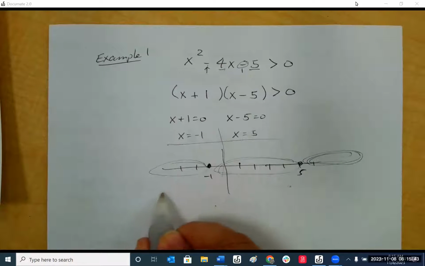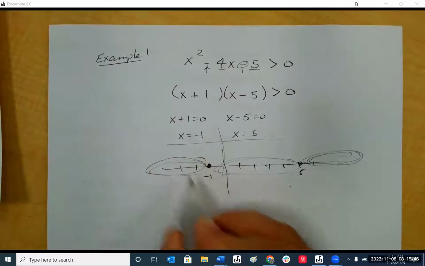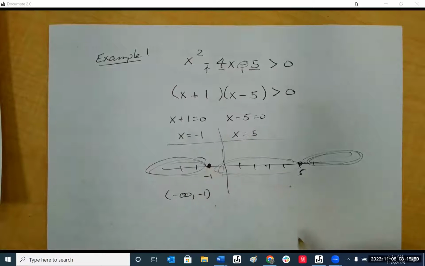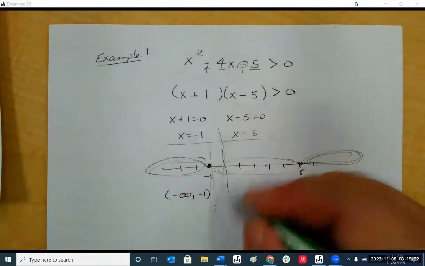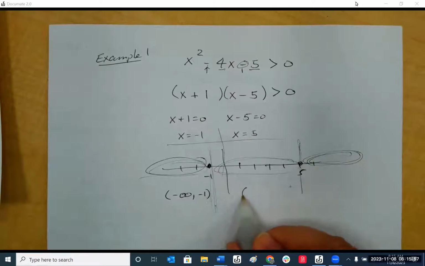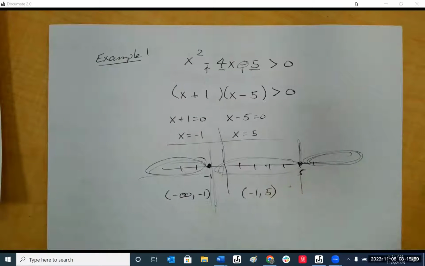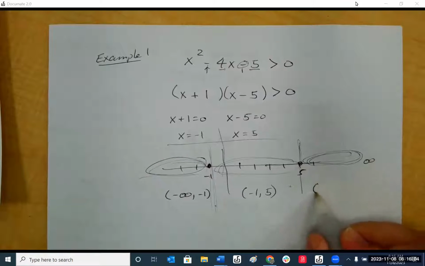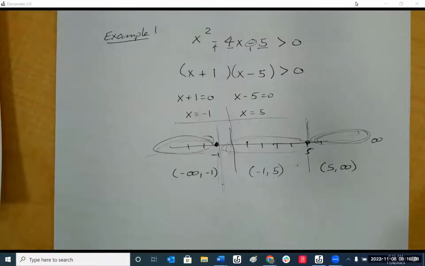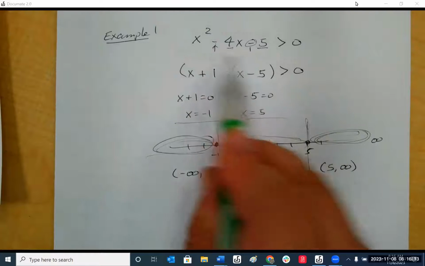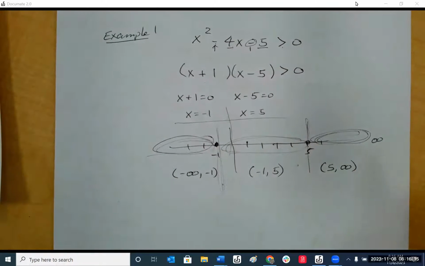So we choose a value on this first interval between negative infinity and negative 1. That's this one, that side. Then we have from negative 1 to 5, the next interval. And then the last one is from 5 to infinity. Remember, we're looking for x values that will make this equation greater than 0.